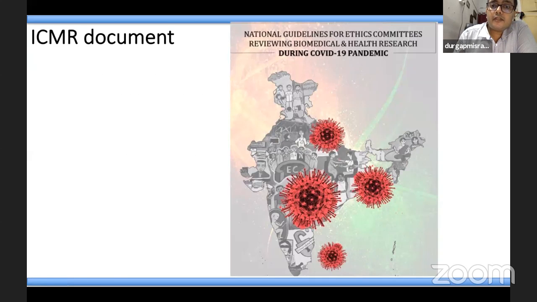Fortunately, our Indian Council of Medical Research, apart from doing so much work on COVID, has published national guidelines for ethics committees reviewing biomedical and health research during the COVID-19 pandemic. And this is the document that I shall refer to. It's available free of cost on the ICMR website. So I would suggest that those of you interested in more details could please download this document and have a look.